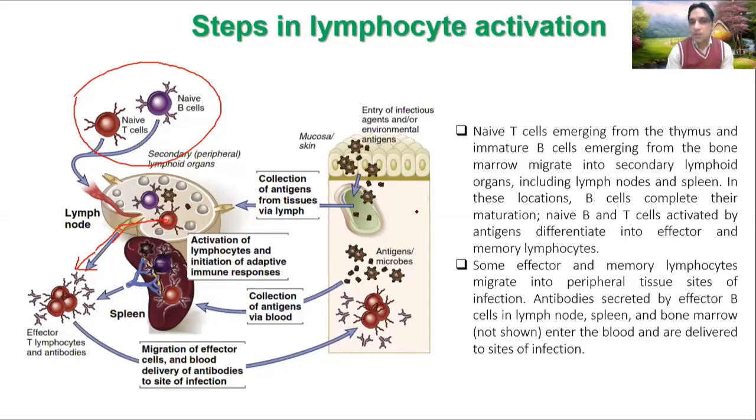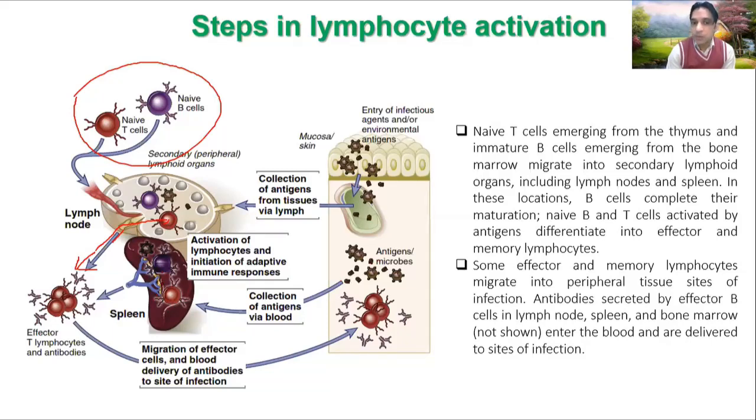There is another chance, another way. The antigens and microbes can manage to reach the blood. If they are present in the skin, they will be captured by the macrophages present in the skin and taken to the lymphoid organ or lymph nodes. If the bacteria or the microbe or the virus manages to enter into the bloodstream, it will not be captured by the macrophages. It will go to the spleen, and in the spleen it is captured.